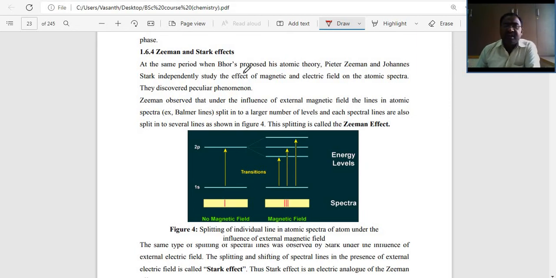At the same period when Bohr proposed this atomic theory, Zeeman and Stark independently studied the effect of magnetic and electric fields on atomic spectra, and they discovered peculiar phenomena. Zeeman observed that under the influence of an external magnetic field, lines in atomic spectra split into a larger number of levels, and each spectral line is also split into several lines. The splitting is called the Zeeman effect.